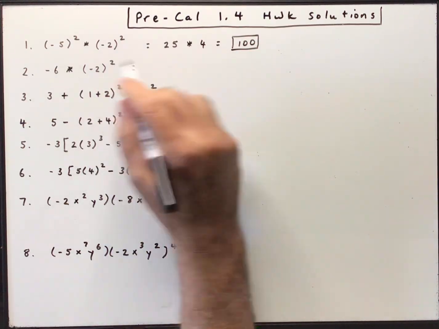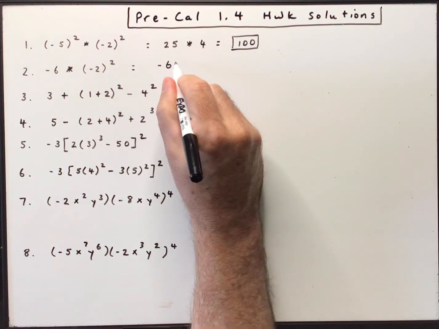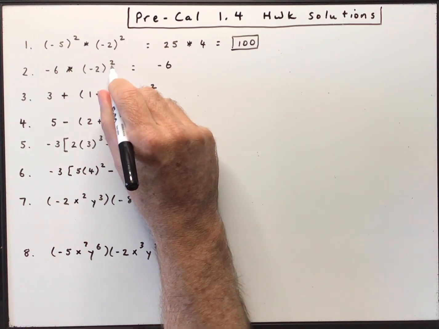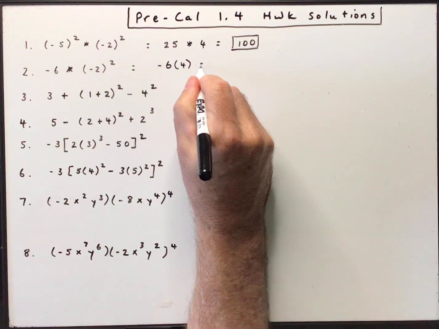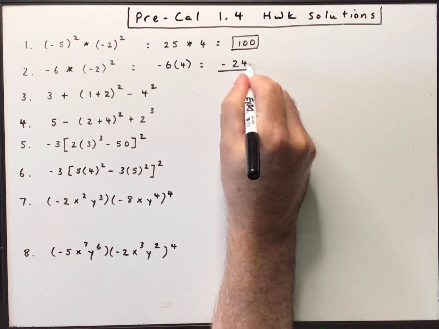So we'll have -6, and I'm going to get rid of the asterisk there as I just write it like this. -2 all squared. -2 times -2 is 4. So that's -6 times 4, which would be -24.